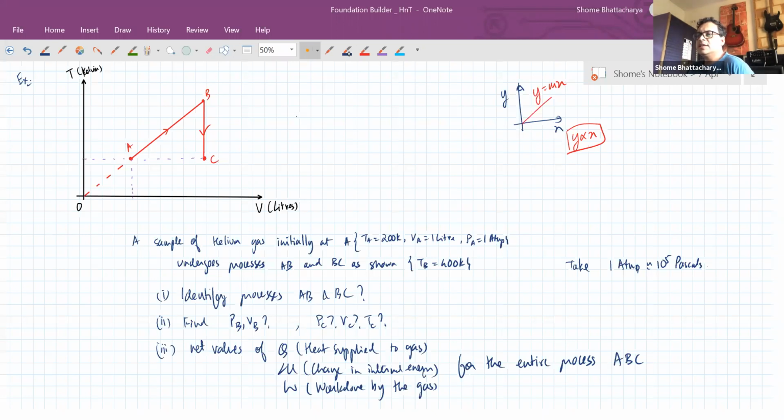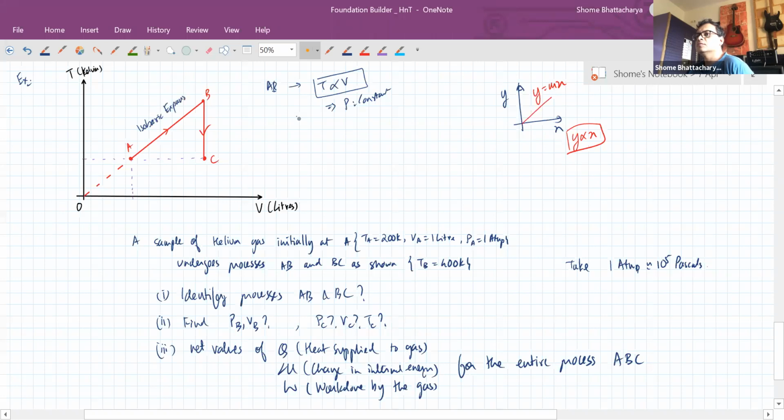Okay, so let's see what's happening. For the process A to B, you can see that temperature is directly proportional to volume. So that means pressure is constant. You can see that the volume is expanding. So this is an isobaric expansion, such that temperature at A upon temperature at B is volume at A upon volume at B. So volume at B will become, okay, so 2 liters. And of course, pressure at B is equal to pressure at A, which is 1 atmosphere.